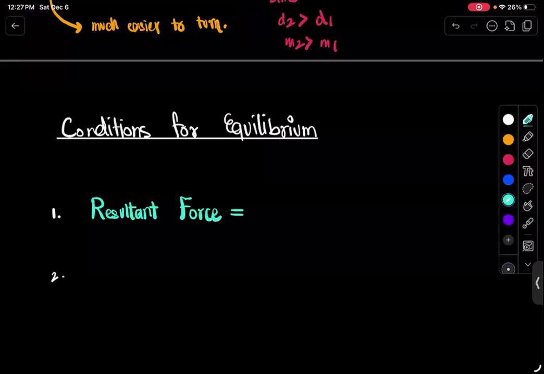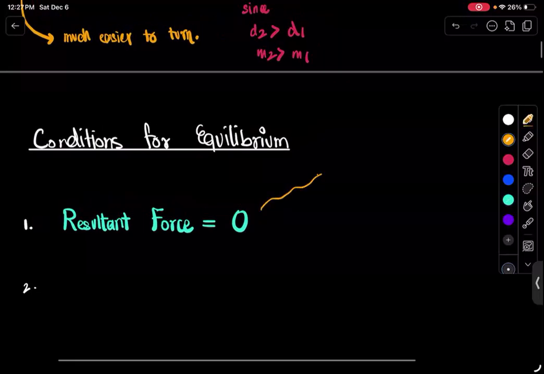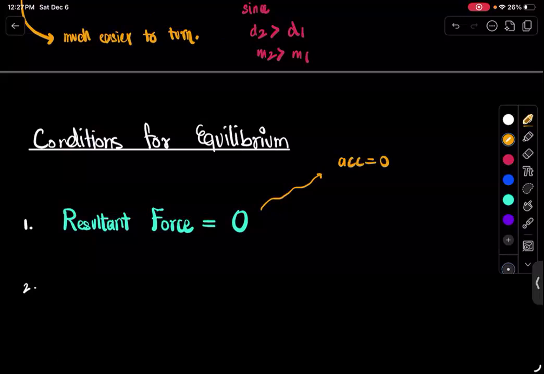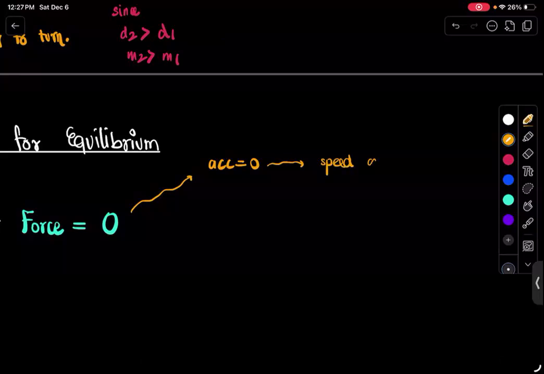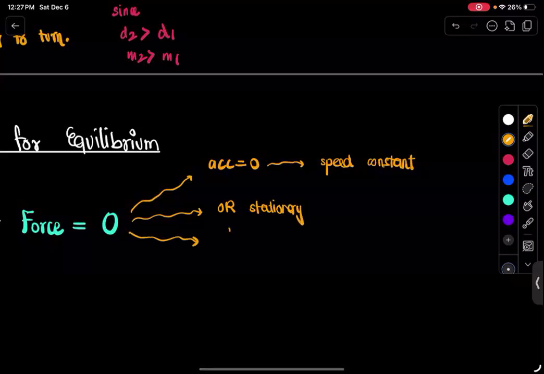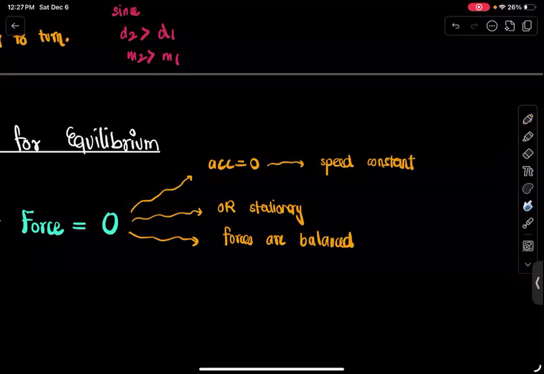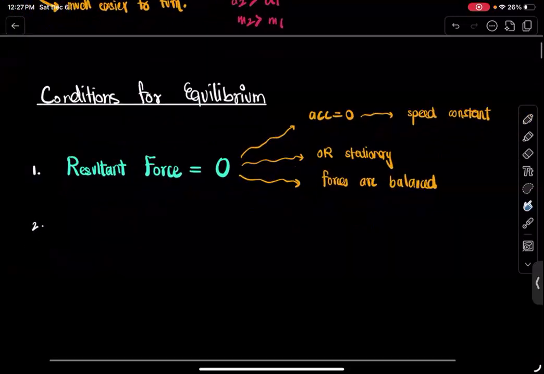Now, if you remember, resultant force zero means a lot of things. That means your acceleration must also be zero. That means your speed must be constant. It could also mean that the object is stationary, or that forces are balanced. So, resultant force zero could mean a lot of things. Now, there is another condition for equilibrium as well.